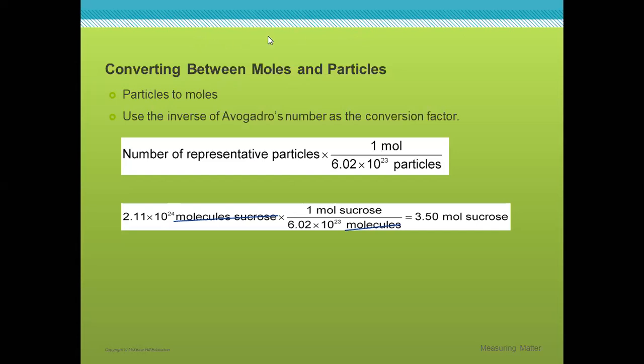How can we get number of moles? Number of moles is number of representative particles times 1 mole over 6.02 times 10 power 23 particles. So number of moles equals number of molecules divided by Avogadro's number. Okay, understand till now? Yes. Any problem?